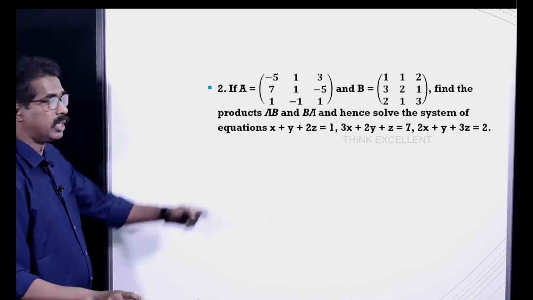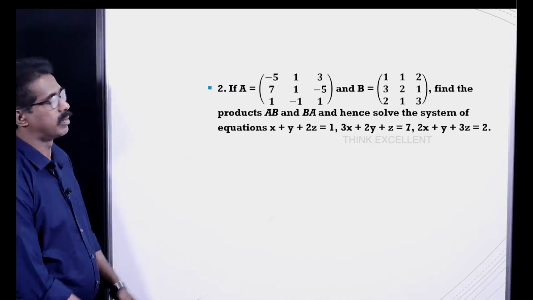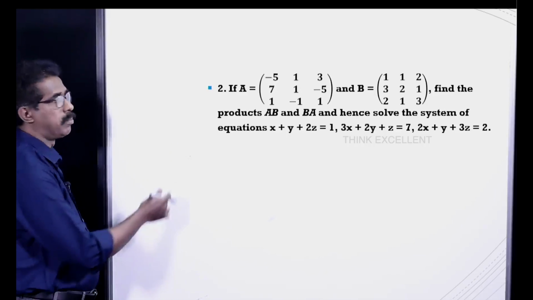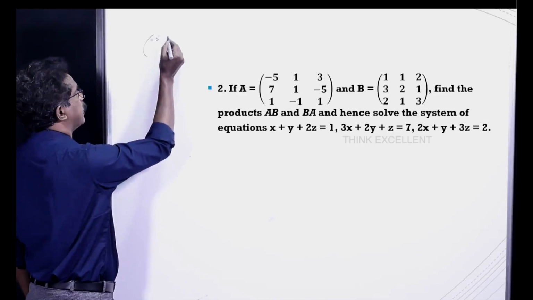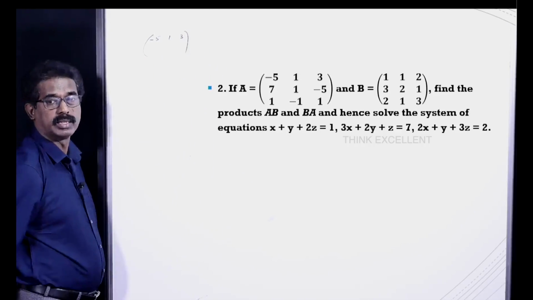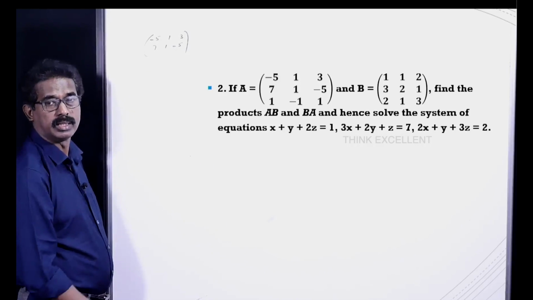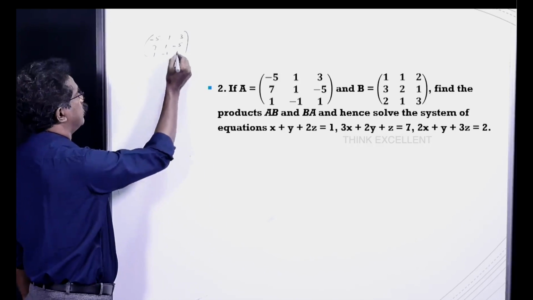Listen to this question. In this question, two matrices are given. Read the question carefully and see what is given here. A is equal to -5, 1, 3 as the first row, and the second row is 7, 1, -5. And the third row is 1, -1, 1.